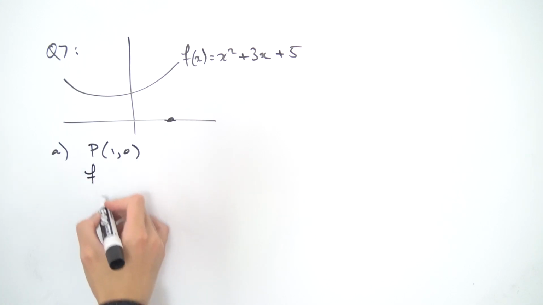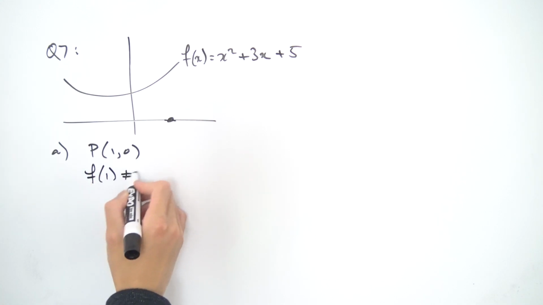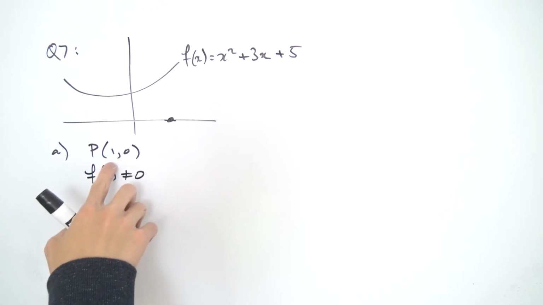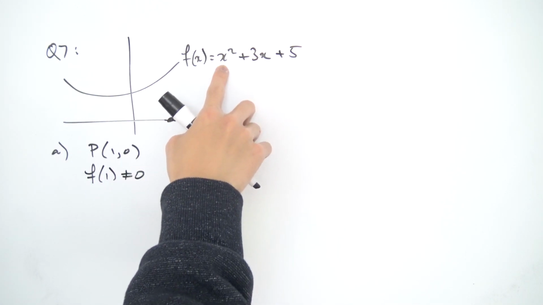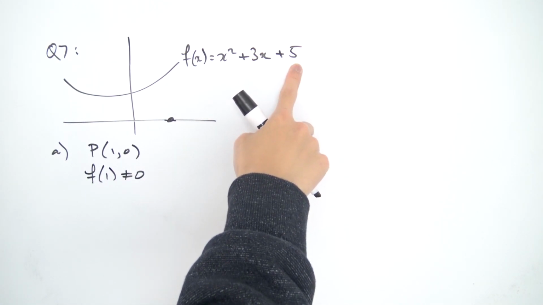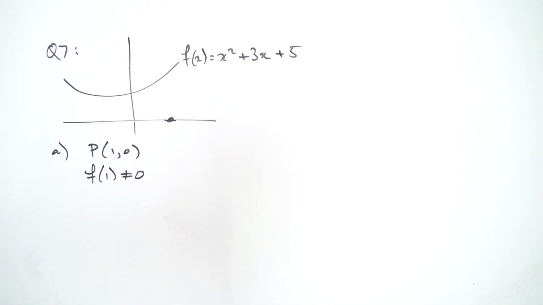to show. You just need to show that f of 1 doesn't equal 0, so if you plug 1 into all of these, you get, let's see, 1 plus 3 plus 5, which is 9, and obviously 9 is not equal to 0, so therefore P is definitely not on this function f of x. So that was part A.